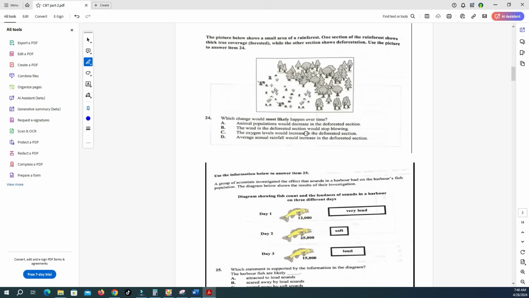The wind in the deforested section would stop blowing. That's not true. The oxygen level would increase in the deforested section. That is opposite. Average annual rainfall will increase in, no. So the answer is A.